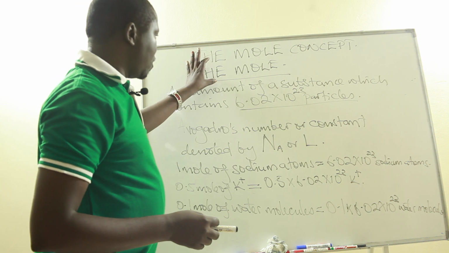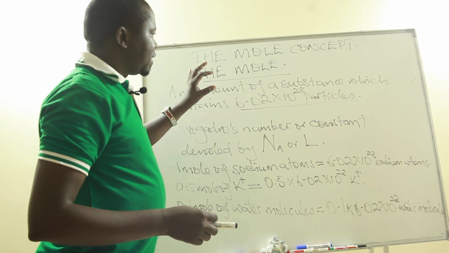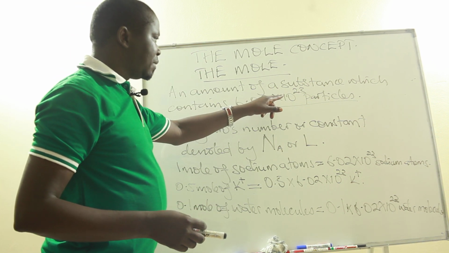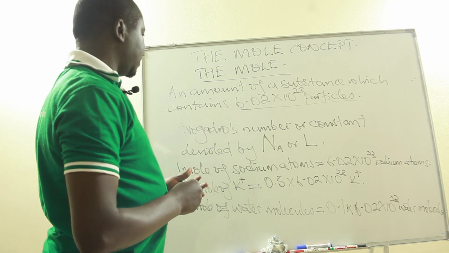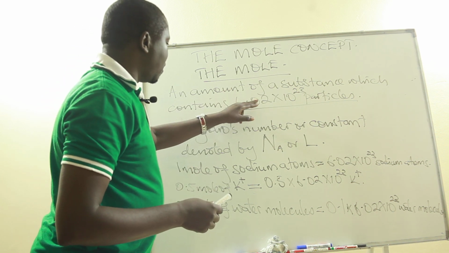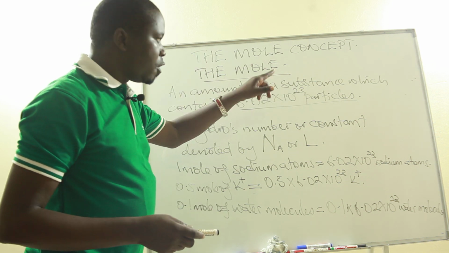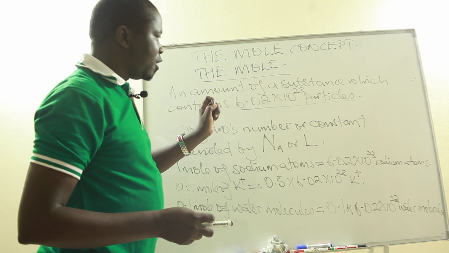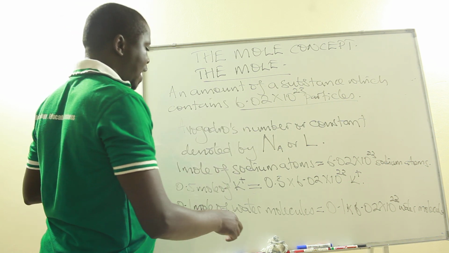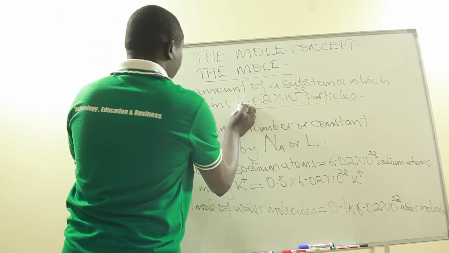So that's what we call a mole. An amount of a substance which contains 6.02 times 10 to the power 23 particles. And that number is what we call Avogadro's number. So these particles, we said they can be atoms, ions, molecules or electrons. And that's what we call the mole.